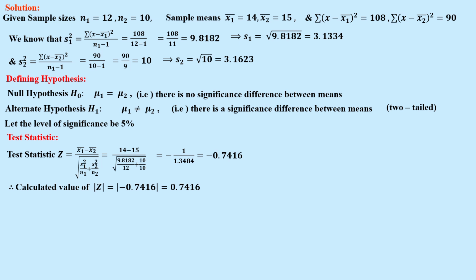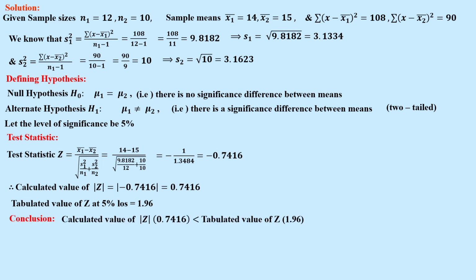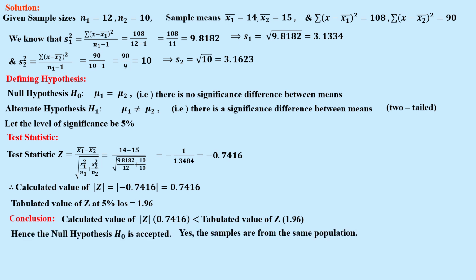Tabulated value of z at 5% level is 1.96. Here the conclusion is calculated value 0.7416 is definitely less than 1.96, the tabulated value. Therefore, there is no significant difference. So these samples don't differ; the samples are from the same population. That is the conclusion. Thanks.